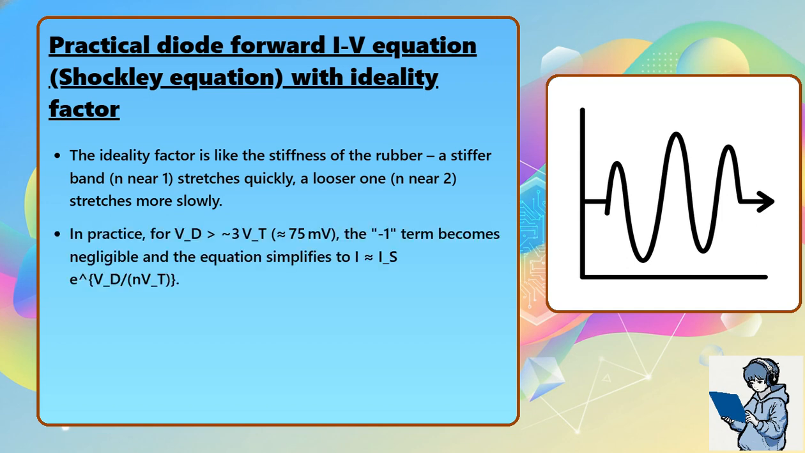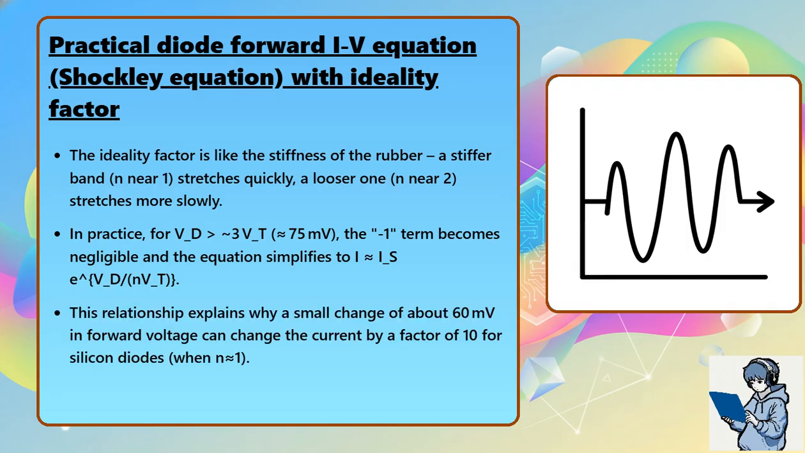In practice, for Vd greater than about 3 V sub T, approximately 75 millivolts, the minus 1 term becomes negligible, and the equation simplifies to I approximately equals I sub S times e to the power of Vd divided by NVT. This relationship explains why a small change of about 60 millivolts in forward voltage can change the current by a factor of 10 for silicon diodes when n is approximately 1.